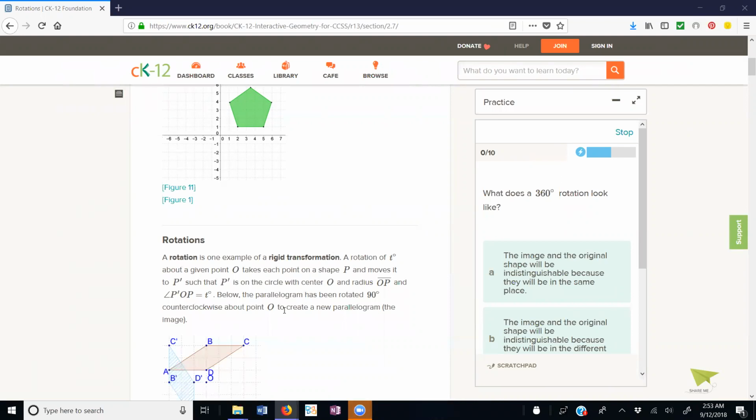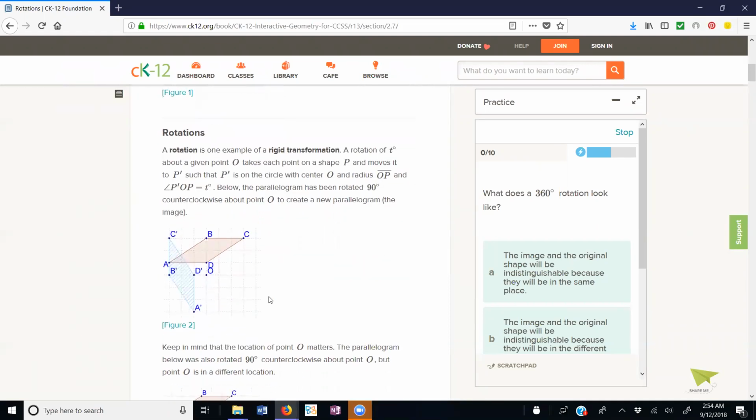And I'd like us to report these definitions in the discussion area. A rotation is one example of a rigid transformation. A rotation of t degrees about a given point O takes each point on a shape P and moves it to a point P prime, such that P prime is on a circle with center O and radius OP. And this is the key right here, that angle P prime OP is t degrees. So that's something for you to think about and draw some diagrams.